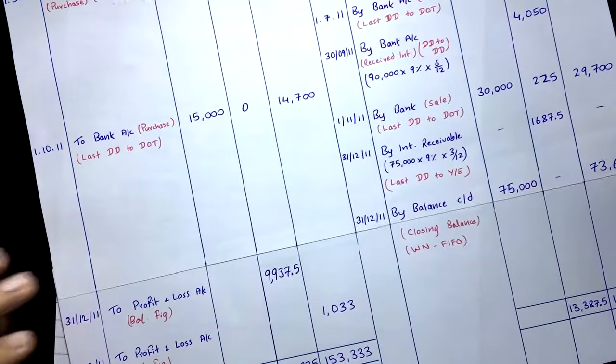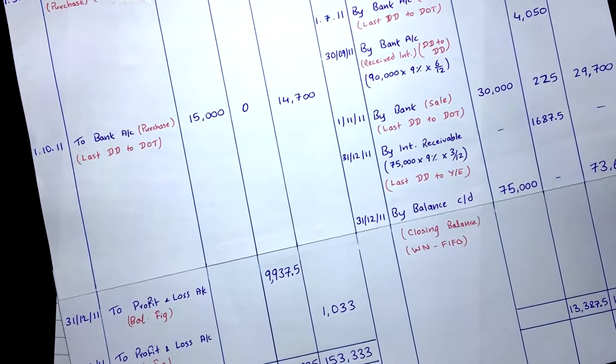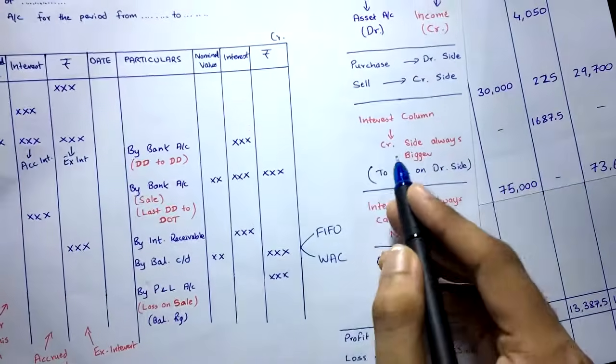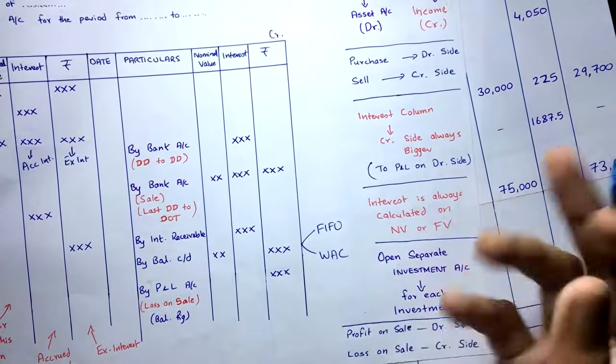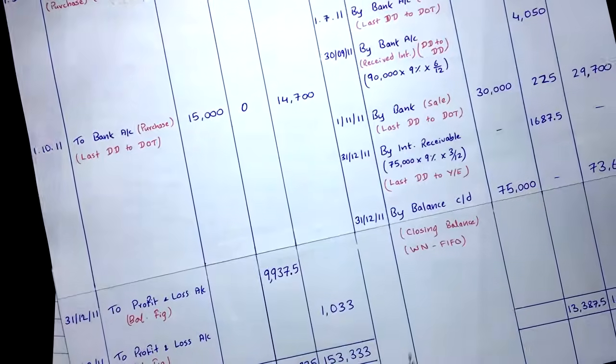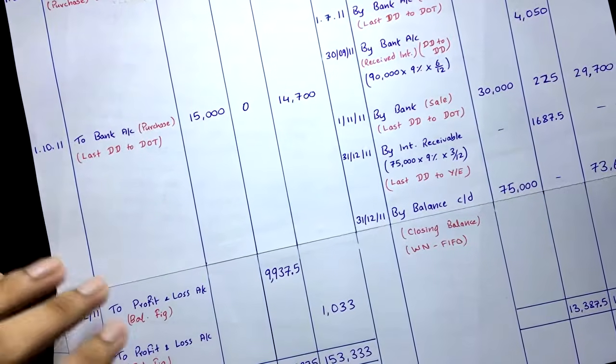Why? Because this is an income account, right? It's an income account and it always has a credit balance, so the credit side will always be bigger and the balancing figure will come on the debit side of the interest account. So to profit and loss, the balancing figure. So let's calculate that. It's very simple.